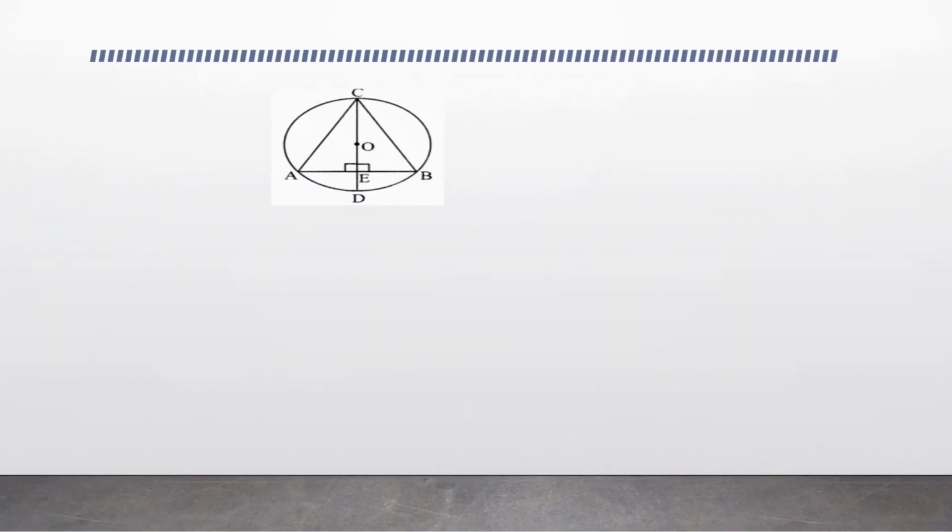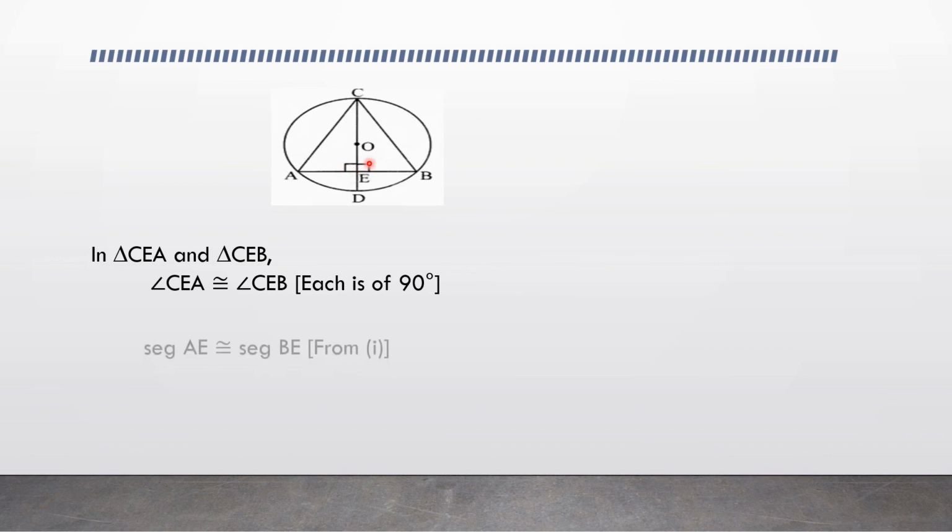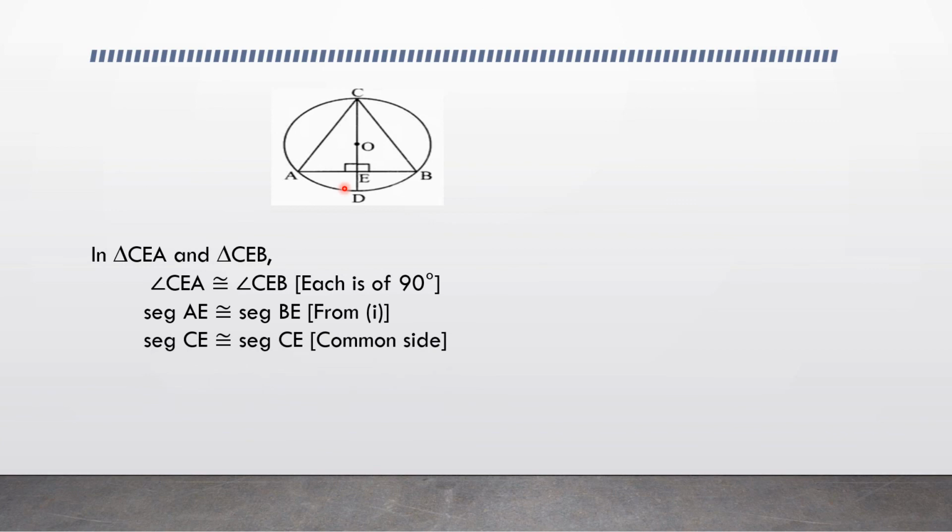Now I am considering the two triangles, triangle CEA and triangle CEB. In triangle CEA and triangle CEB, first write the congruent parts. Angle CEA is congruent to angle CEB, each angle is 90 degrees. And segment AE is congruent to segment BE from equation 1. And segment CE is congruent to segment CE, as it is the common side. By which condition are these two triangles congruent? Side, angle, side. By SAS test, triangle CEA is congruent to triangle CEB.